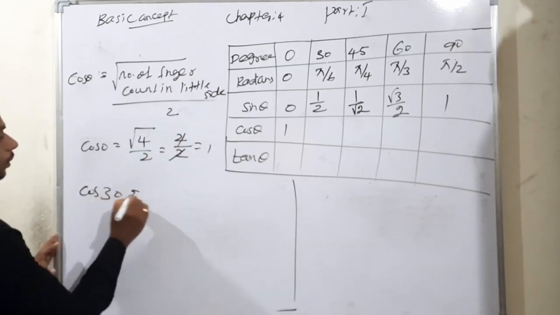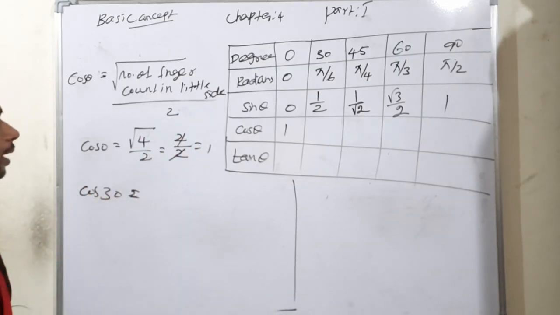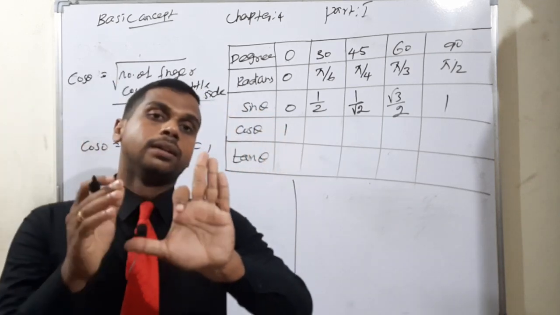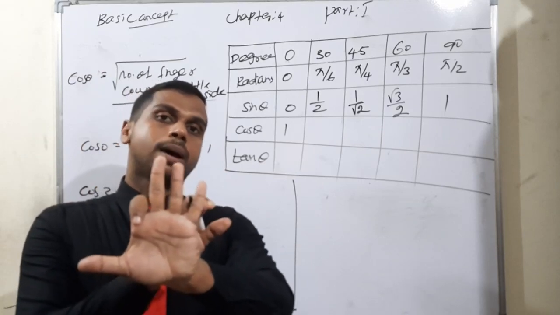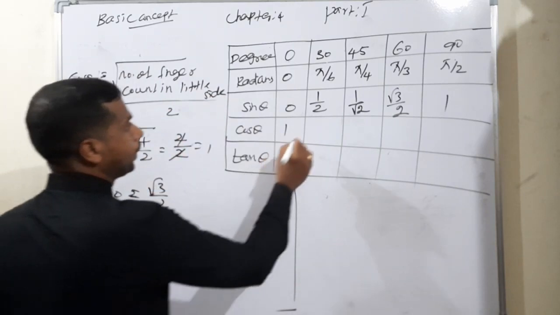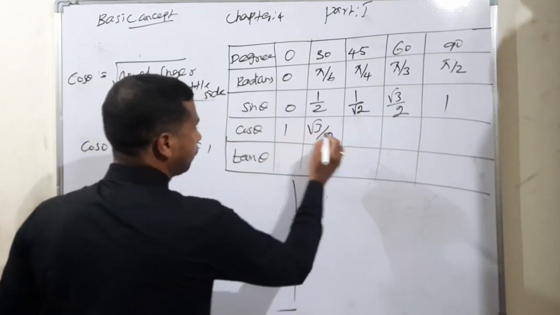So, what is the value of cos 30? Cos 30 means definitely we have to check it. We have to fold the corresponding finger. On the little side, how many fingers balance there? Three fingers balance there. Therefore, square root of 3 by 2. We can write the value as square root of 3 by 2.